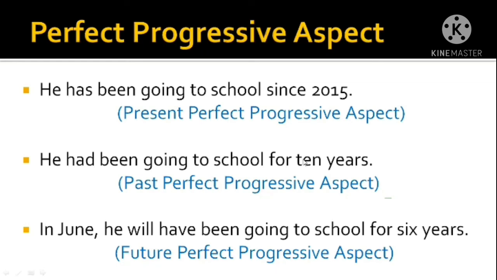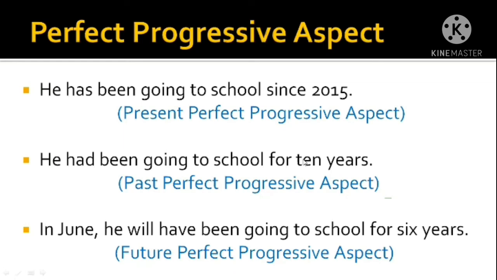Suppose you want to say with for. How can you say so? He has been going to school for 6 years. Because the action started in 2015. He has been going to school for 6 years. Likewise, you can say. So he is the third person singular number. That's why we have used has here.